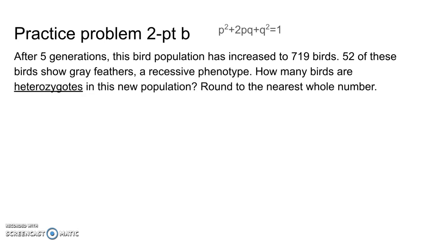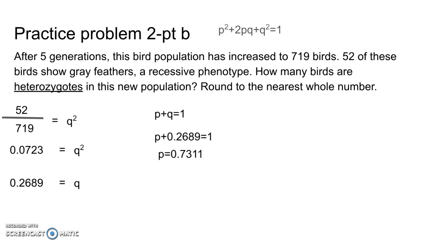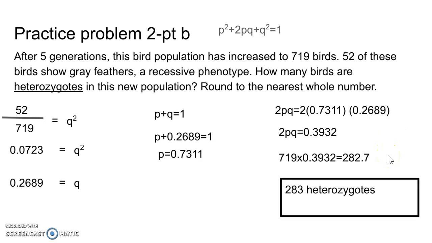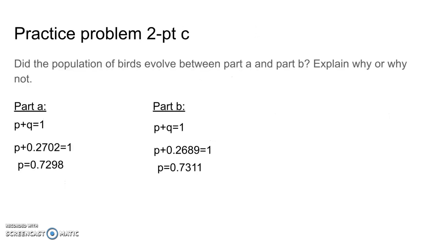So after 5 generations, the bird populations increased to 719 birds. 52 of these show the gray feathers. So remember, that means I essentially have my q squared already. And then I'm being asked to figure out the number of heterozygotes in this new population. Okay, I have this q squared, solve for q, do my same p plus q, plug that in, figure out the p, and then round to the nearest whole number after I figure out my 2pq. Great, do the same thing as before, and I have 283 heterozygotes. Awesome. All right, so part C.